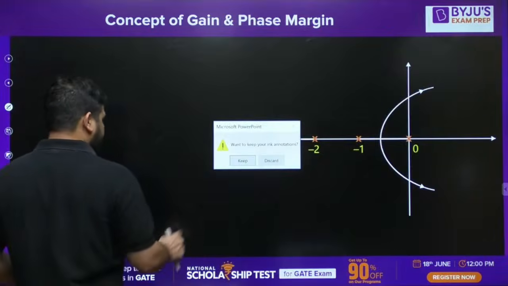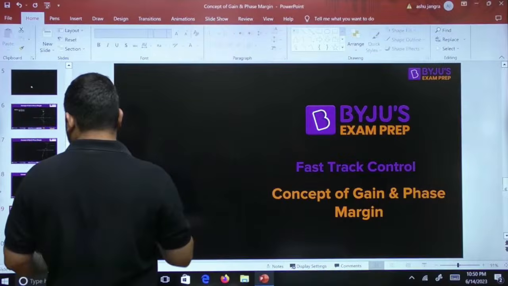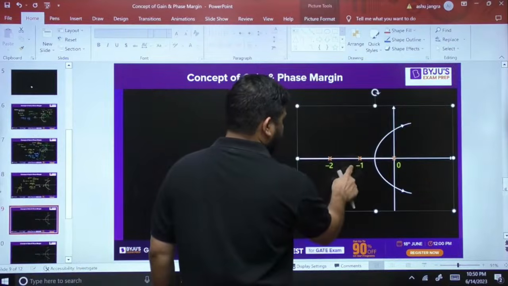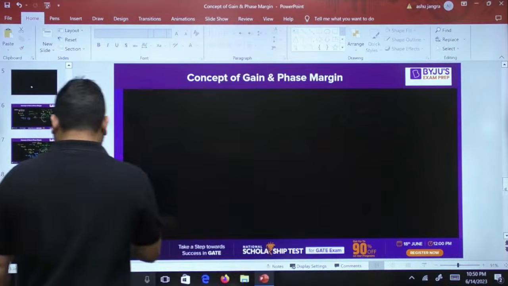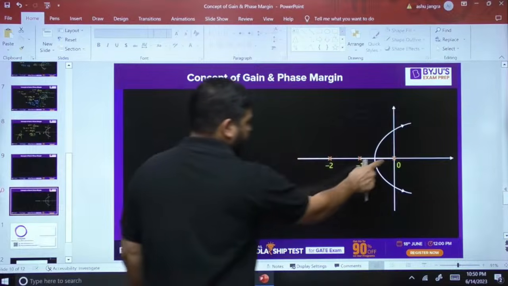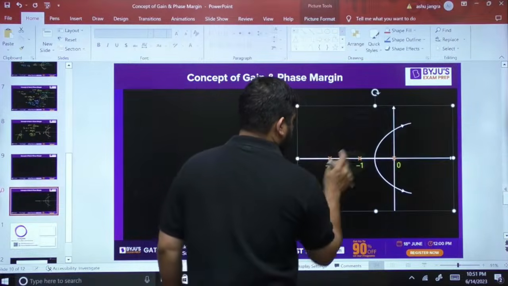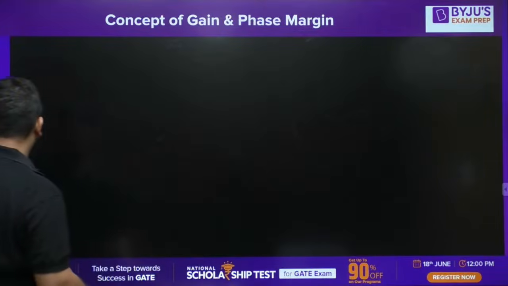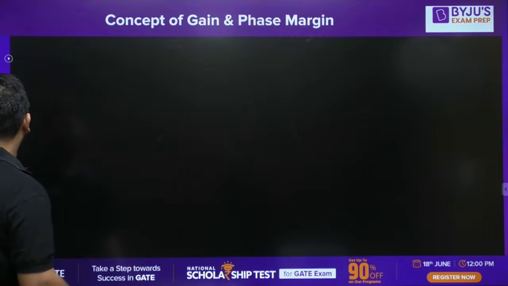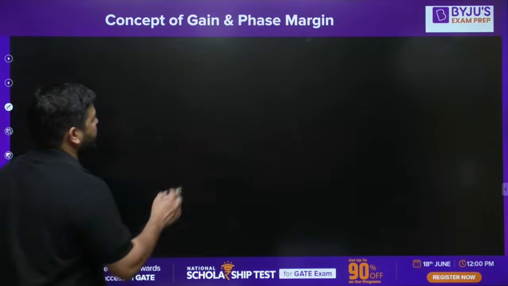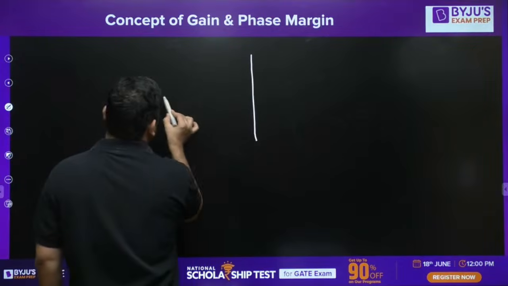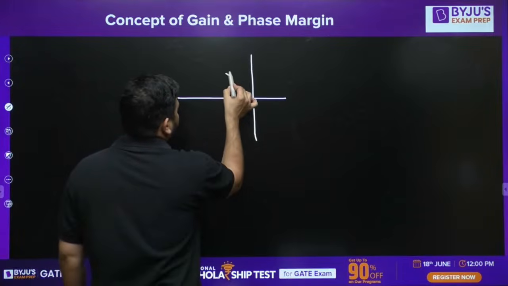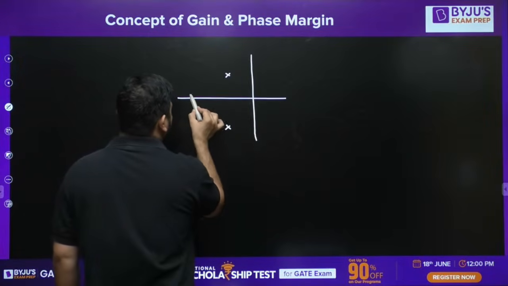Let's take a different way. What I can do is remove this diagram for the time being, and let's design a new root locus. I am taking a new root locus. Let's say the root locus is given like this. So there are 2 poles here and 1 pole here.